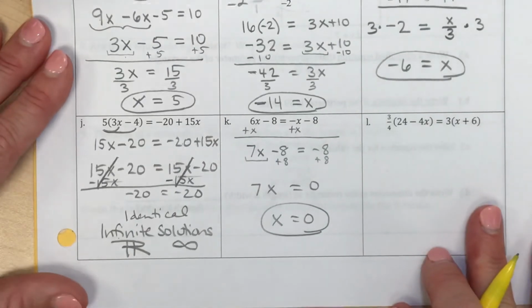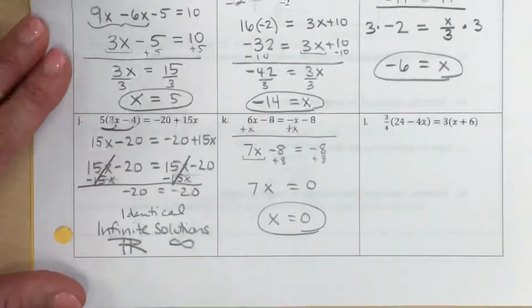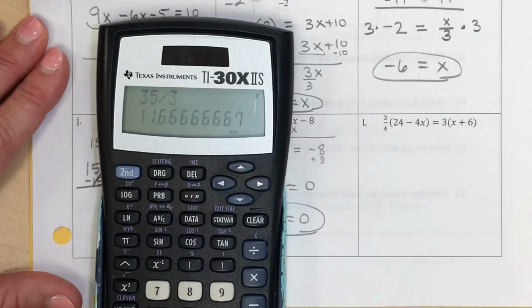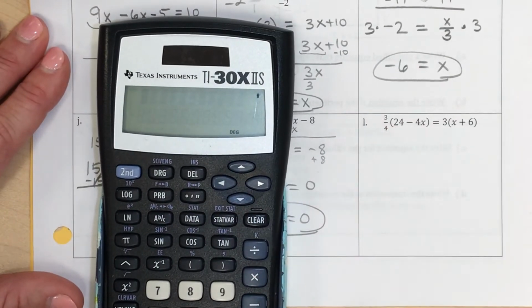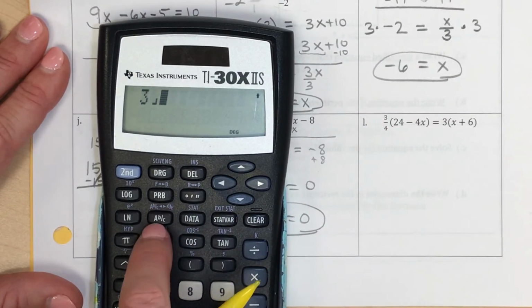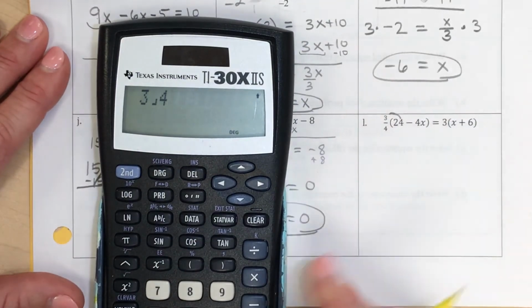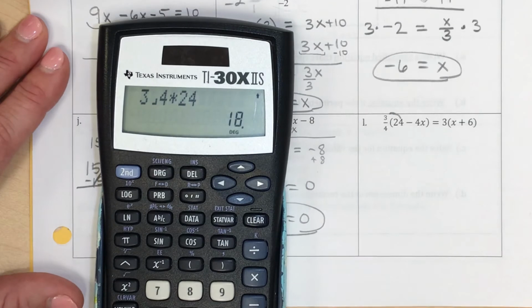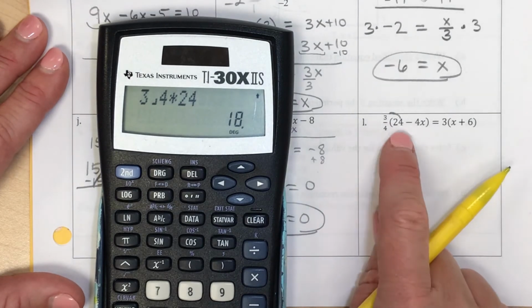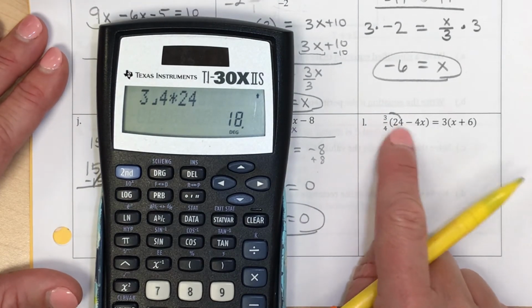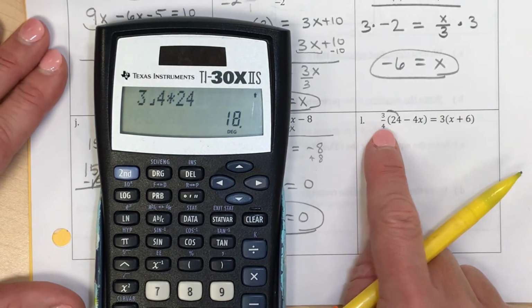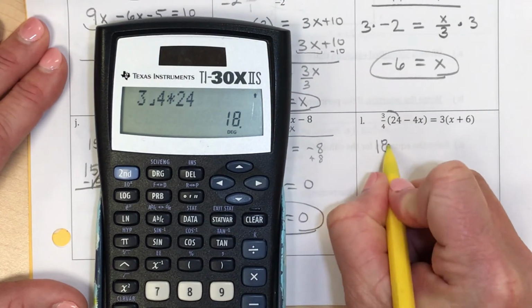Okay, last one here. On your calculator, I want to show you how to multiply here. So I'm going to take 3/4, so 3, and I'm going to hit my ABC fraction button here, and then the number 4, and I'm going to multiply by 24. So you can use your calculator. Or you could do 24 times 3, get an answer, and then divide by 4 if you wanted to do it in a couple steps. But that's going to get us 18.